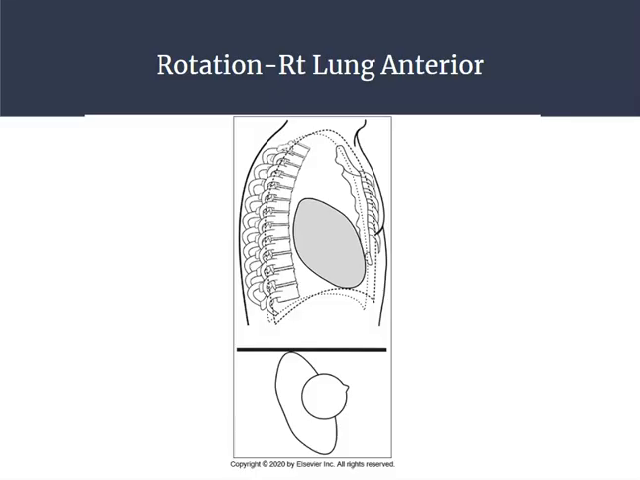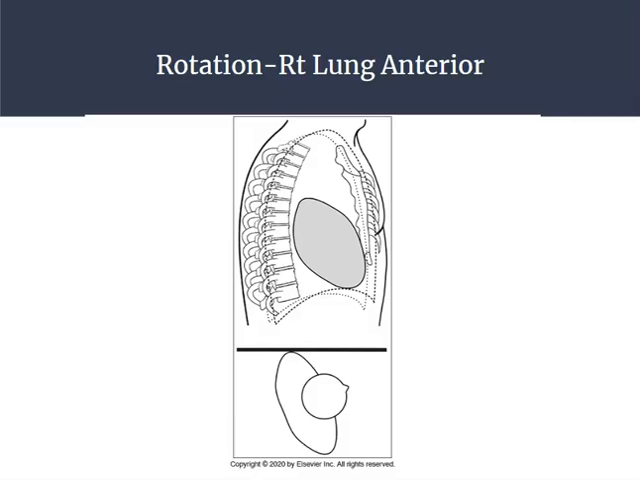Because the heart shadow is located in the left chest cavity, and it extends anteriorly and inferiorly to the left hemodiaphragm, outlining that heart shadow enables you to recognize the left lung. So let's take a look here.